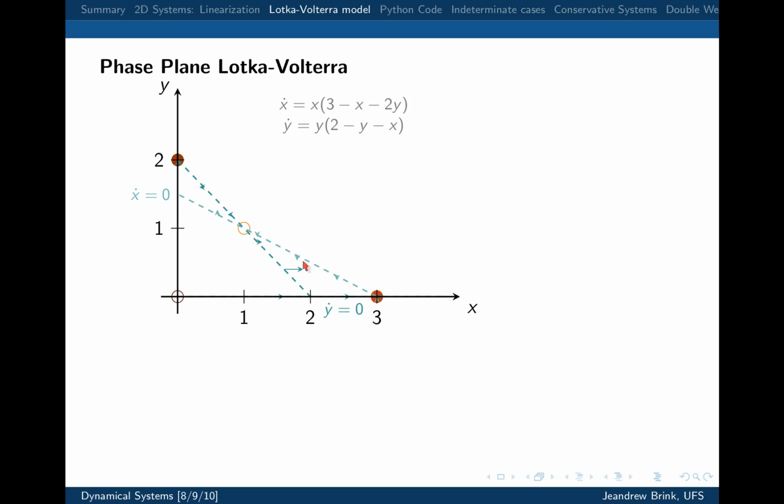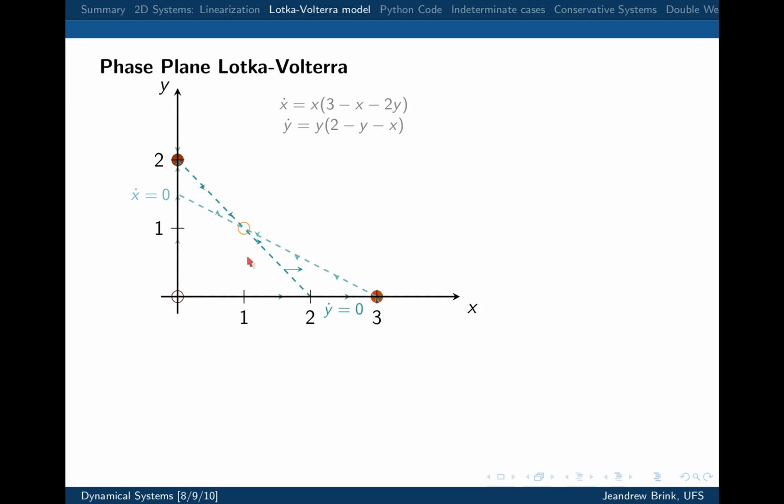And so you can see over here, it looks like along this dark cyan nullcline, they all go to the right, and along this lighter one, they all go down. So this is a region where the trajectories are going to collect, and then eventually they're going to go to this fixed point over here. Okay, so we put in the arrows.